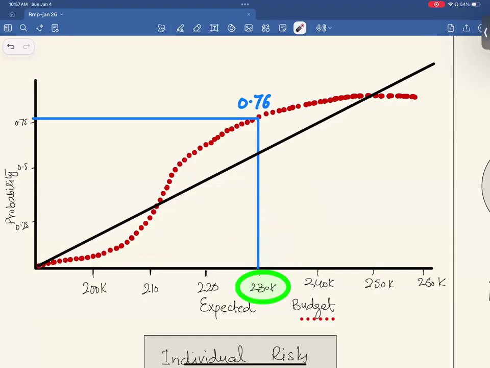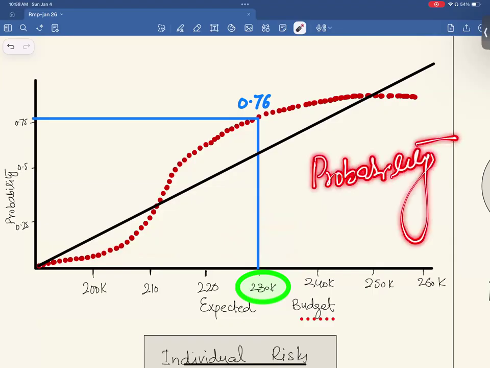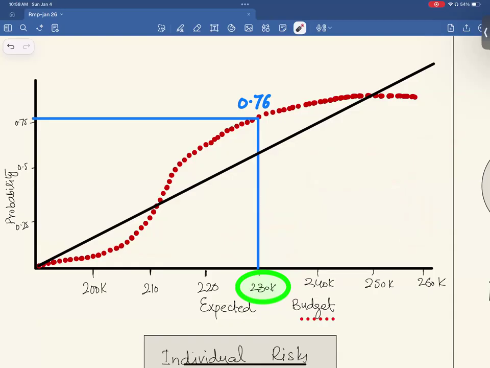Against each scenario, we get to know the probability. That's the job of Monte Carlo simulation: plot all potential scenarios, and then against each scenario, see what is the most probable scenario, what is going to happen. Based on this, we can see there is a 76% chance we will end up completing our project in 230,000. And this scenario is the most likely scenario.